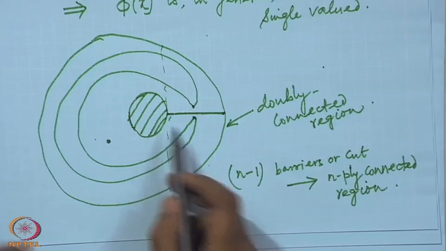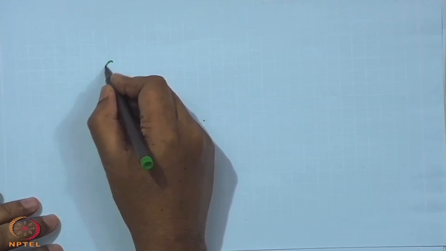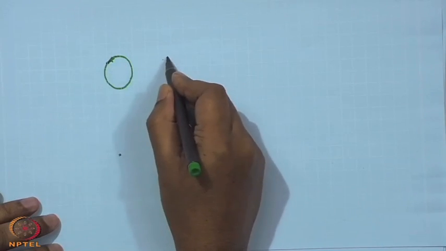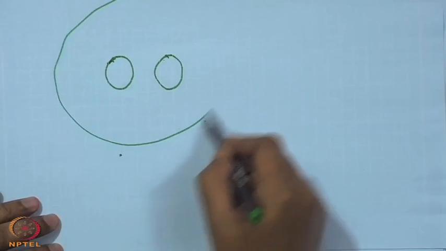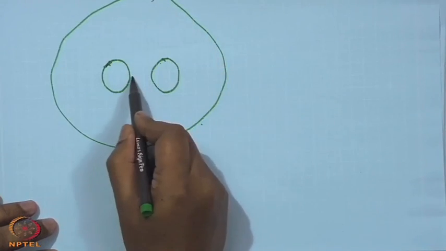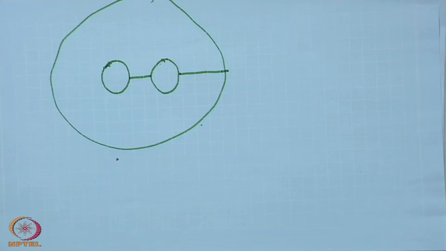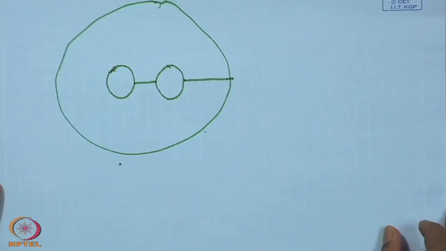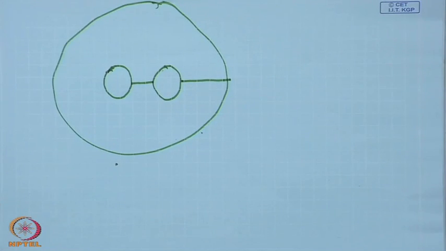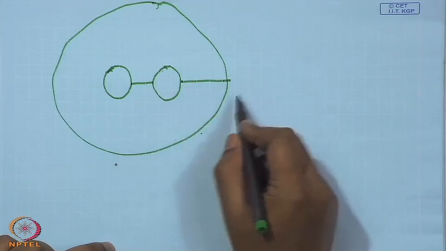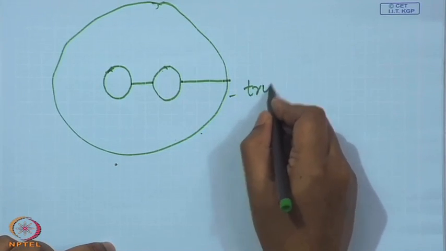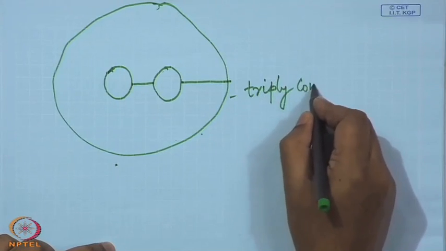Think about now that instead of one cylinder, if there are 2 such cylinders, then these are the 2 barriers that will make the region singly connected. So, 2 barriers are required. So, it is a triply connected region.